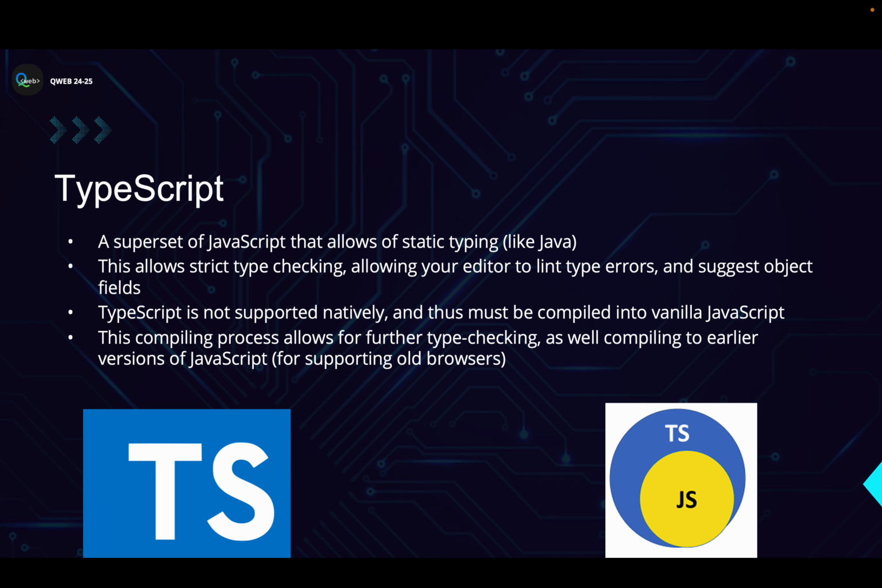And if there are any errors, it will happen at runtime instead of at compile time or when you're writing. TypeScript essentially does strict type checking, kind of like Java, if you've done Java before. It allows your editors to lint type errors and suggest object fields. So for example, if you have a class of person with age and name fields, you put a dot, and then it will suggest those fields for you. JavaScript does not allow that.